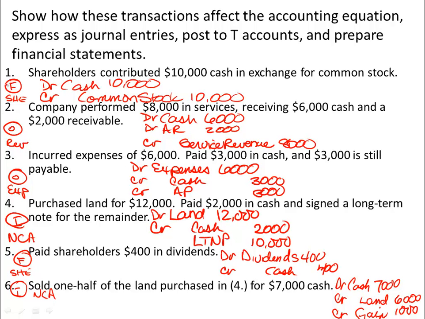And I should circle all those. Okay, so when we do the cash flow statement, we'll be good as far as the cash impact from these activities. So remember, we use the amount of the cash in these transactions. All right, what we're going to do now is we're going to post to the ledger.